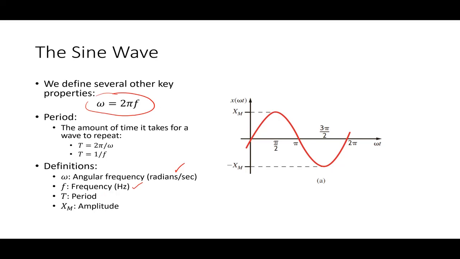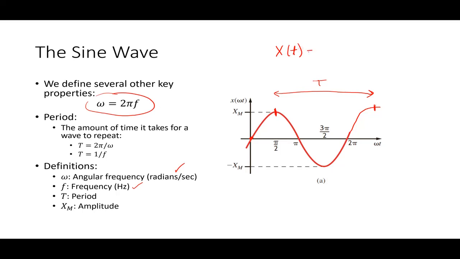All right, so the period is the amount of time it takes for a wave to repeat. Okay, so when I say repeat, typically what I do is I think about how long it is going to take to get from this peak to this peak. Okay, that time is one period. So we say that these waveforms are periodic.